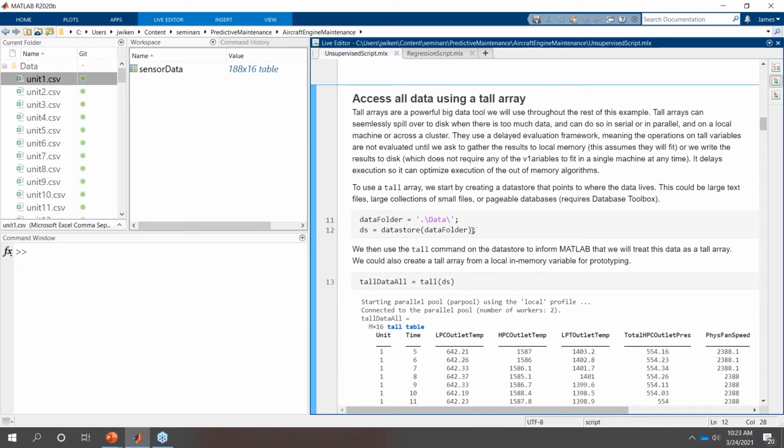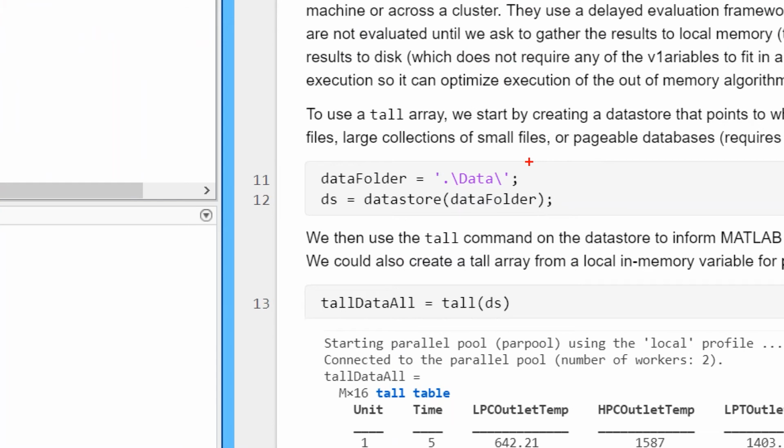Okay, so the next step is we're not just gonna work with the one set of data. We're going to work with everything that we have. To do this, I'm going to set up what's called a tall array. The tall array is a data type in MATLAB that we can use for data that may be too big to fit into memory. It can also be used to gather large collections of files or potentially databases, and it's constructed by first constructing a data store.